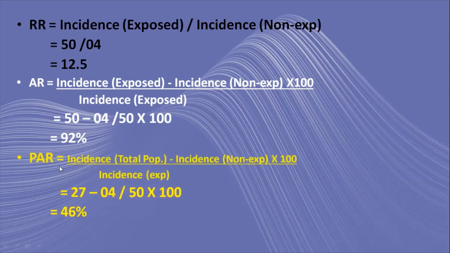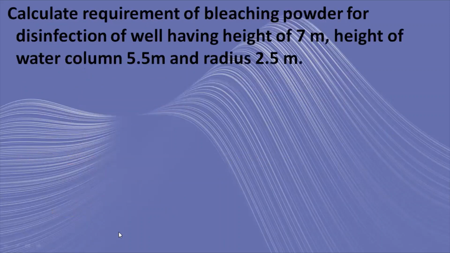And last is the population attributable risk. Here it is incidence among total population minus incidence among non-exposed divided by incidence among exposed. So 27 is the incidence in total population minus 4, divided by 50 into 100. So like this, we have to calculate the population attributable risk. It means that if we remove the risk factor, 46% of the disease can be prevented in the total population.